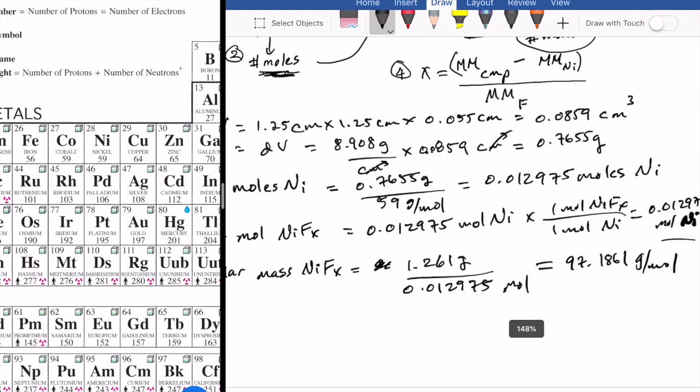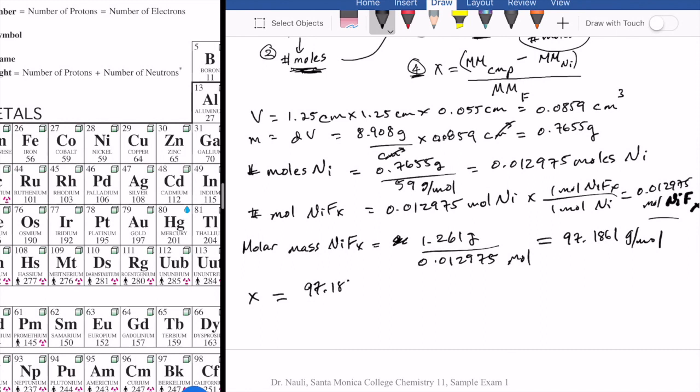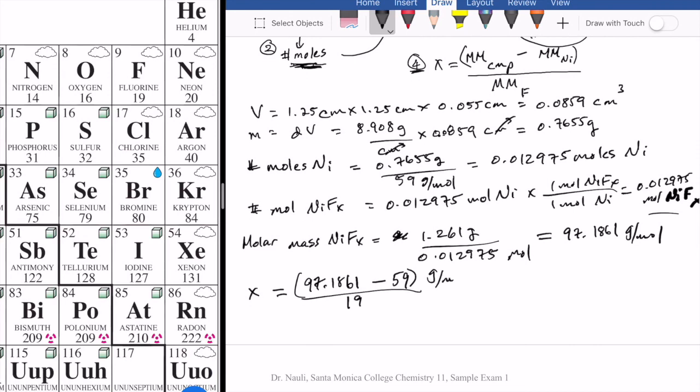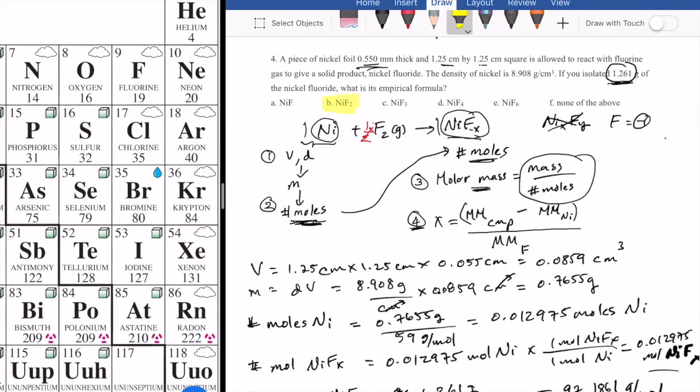So that's my nickel fluoride, and remember the last step here, we're going to use that to figure out how many fluorines we have. To get our x, we take our 97.1861 minus the molar mass of the nickel. Remember, that's just 59. Now you're left with just fluorine once you subtract out the nickel, and then you take that and divide it by the molar mass of fluorine. Fluorine is 19. So this is all in grams per mole. Cancel, cancel. And you find that you're going to have 2 fluorines. Okay? So then the formula, therefore, is going to be NiF2. So we'll go back here. That's going to be our answer: NiF2.